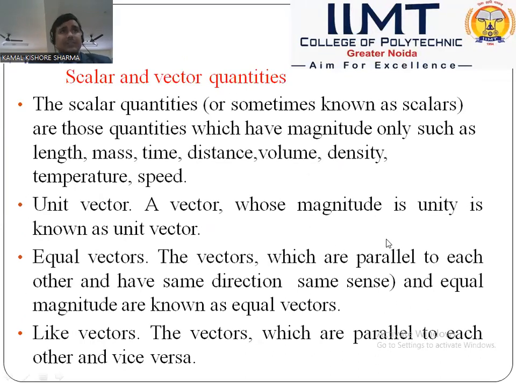So we also study what is scalar or vector quantity in mechanics. Scalar quantities, sometimes known as scalars, have only magnitude, such as length, mass, time, distance, volume, density, speed, and temperature. So scalars have only magnitude, no direction. A vector whose magnitude is unity is known as a unit vector.